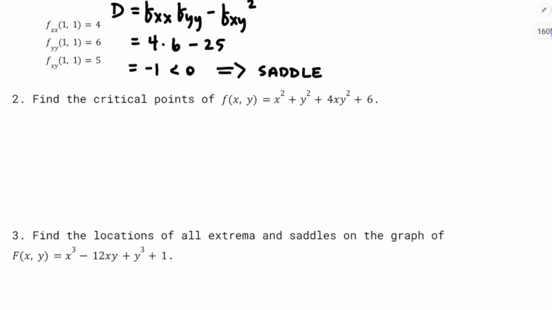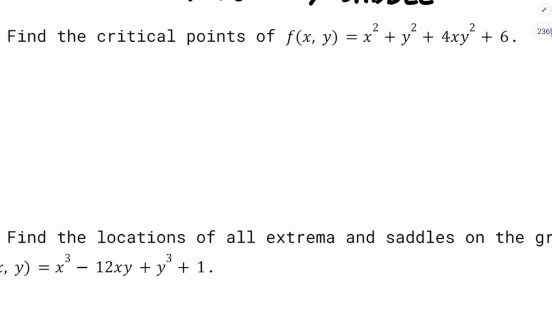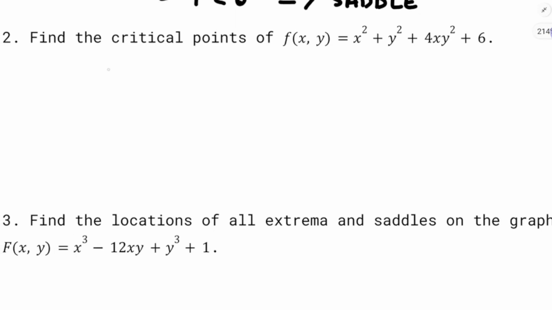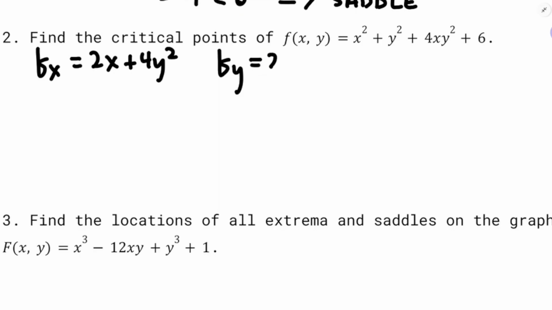Now we're just going to find the critical points of this one. fx is equal to 2x plus 4y squared. And then fy is going to equal 2y plus 8xy. Oh yeah, I kind of remember this one.